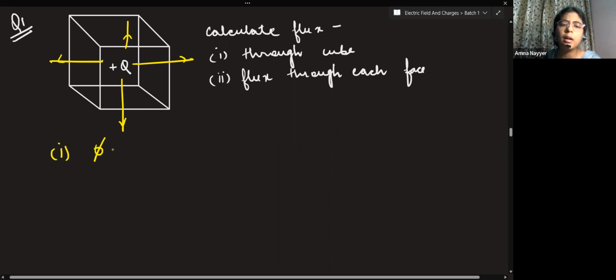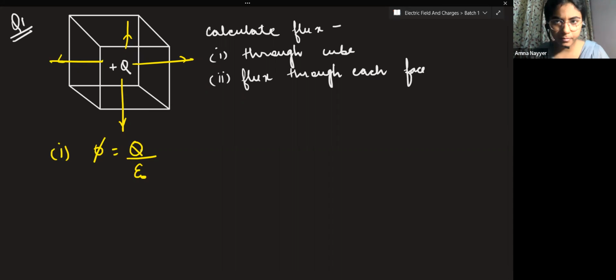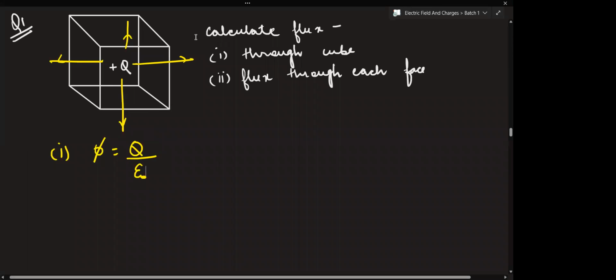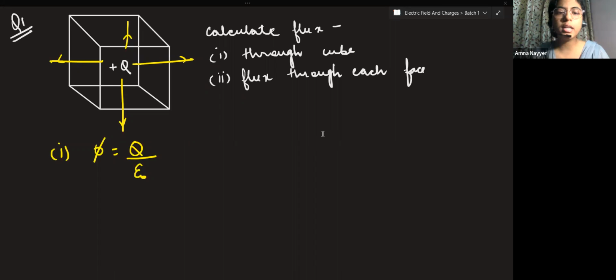Do we even need to calculate it? What will be the electric flux? The electric flux will be the charge enclosed multiplied by 1 by epsilon naught. That means Q is the charge enclosed, divided by epsilon naught. This will be the flux through the cube. Yes or no? This is Gauss theorem. Is it clear to all of you? Do all of you agree with the first part?